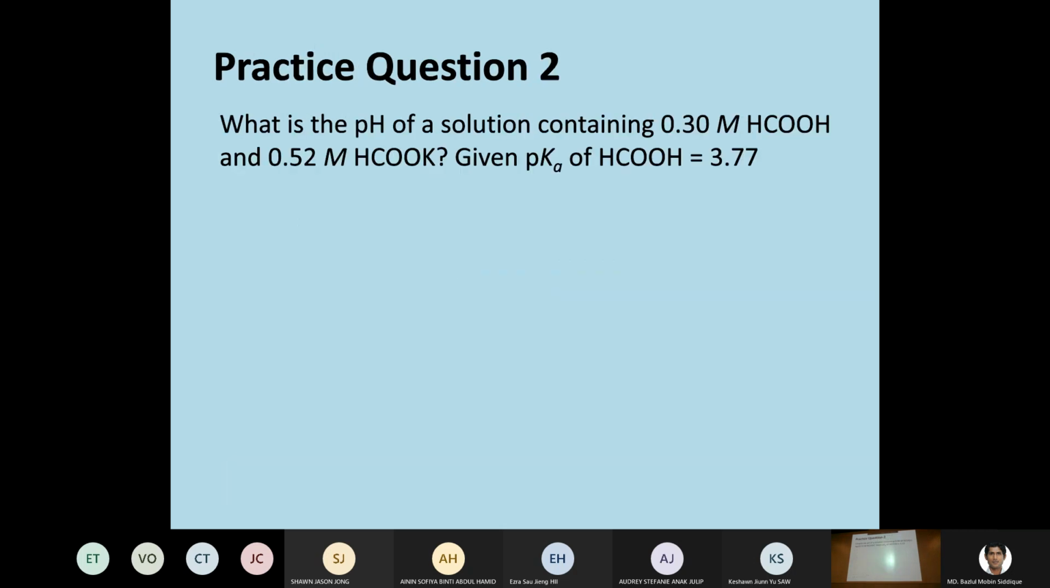So now this is the example, an example for the usage of the Henderson-Hasselbalch equation. We have 0.3 molar formic acid, and then 0.52 molar of potassium formate. So this is the salt, and this is the formic acid.